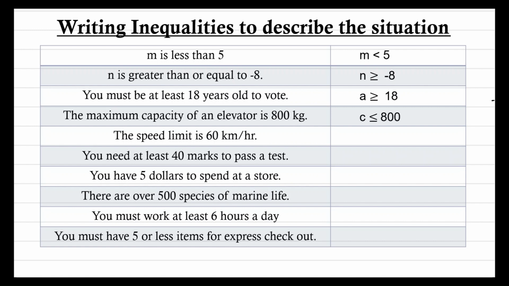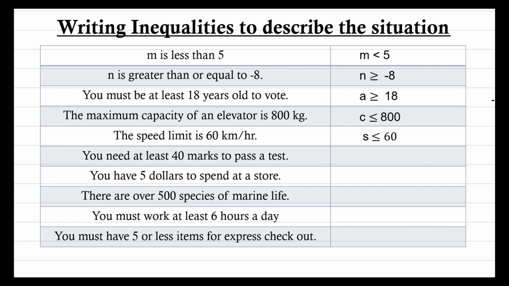Next, the maximum capacity of an elevator is 800 kilograms. The maximum is 800. It can be less than 800 or it can be equal to 800. So the capacity C is less than or equal to 800. The speed limit is 60 kilometers per hour. It's a limit. You cannot go beyond or more than 60. It needs to be equal to 60 or less than 60. So S is less than or equal to 60.